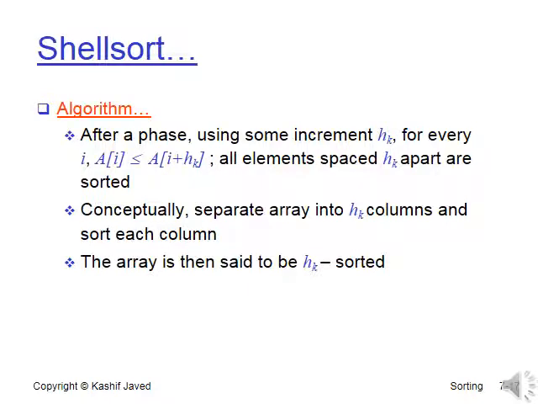For any increment, phase, or gap value hk, we have array A with index i such that A[i] is less than or equal to A[i + hk]. In other words, all elements spaced hk apart are sorted. Conceptually, separate the array into hk columns and sort each column. The array is then said to be hk-sorted.